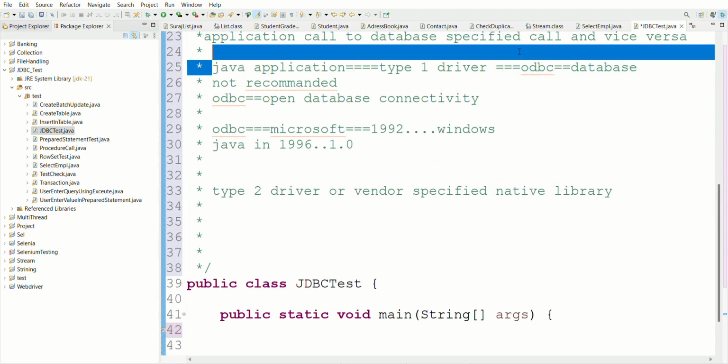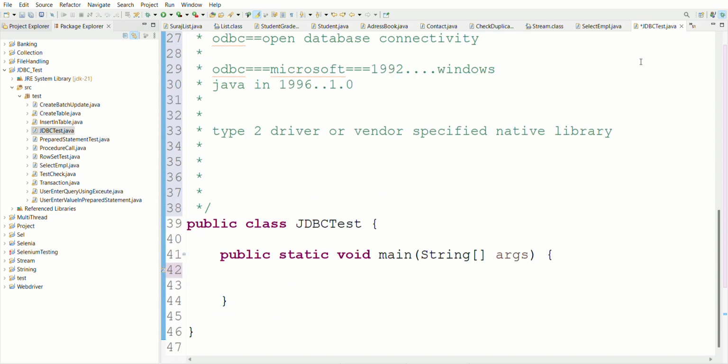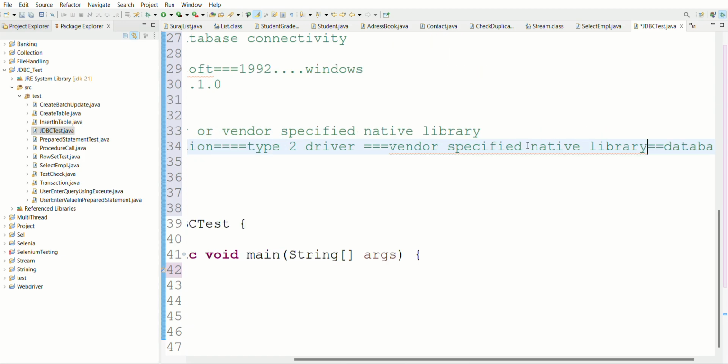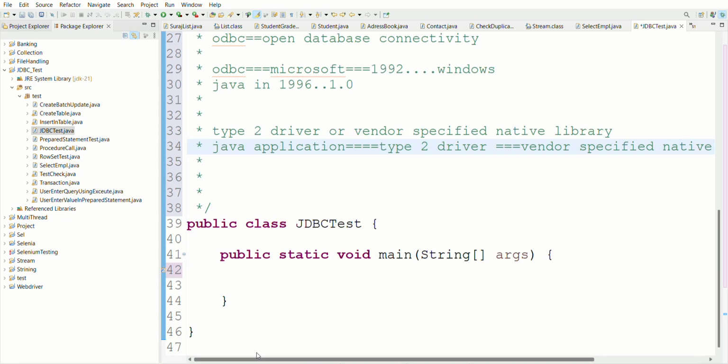Let me copy and paste. I am explaining about type 2 driver. Here, type 2 driver and vendor specified native libraries. Instead of ODBC, they have replaced this with vendor specified native libraries. Got it? So that you will get much flexibility here.